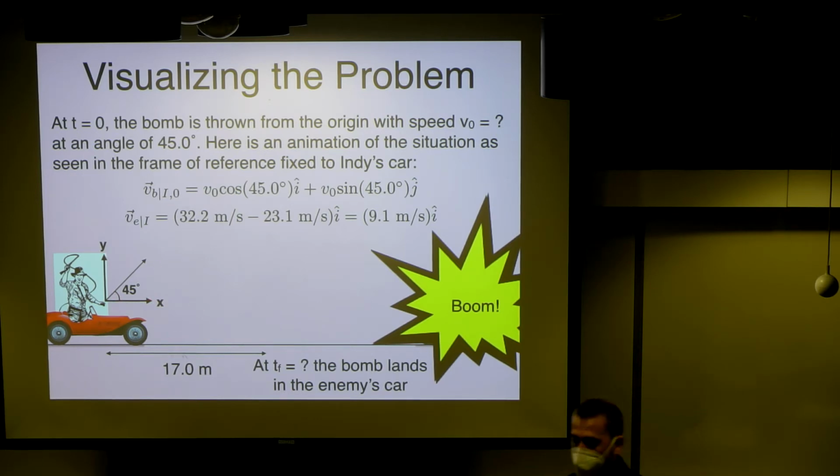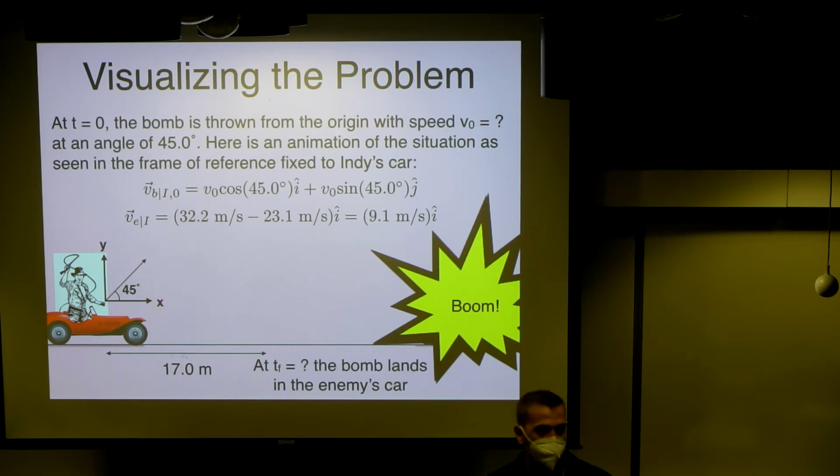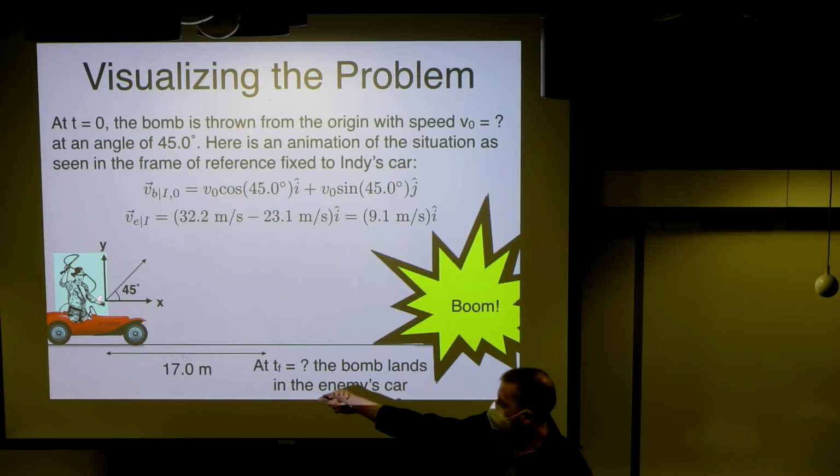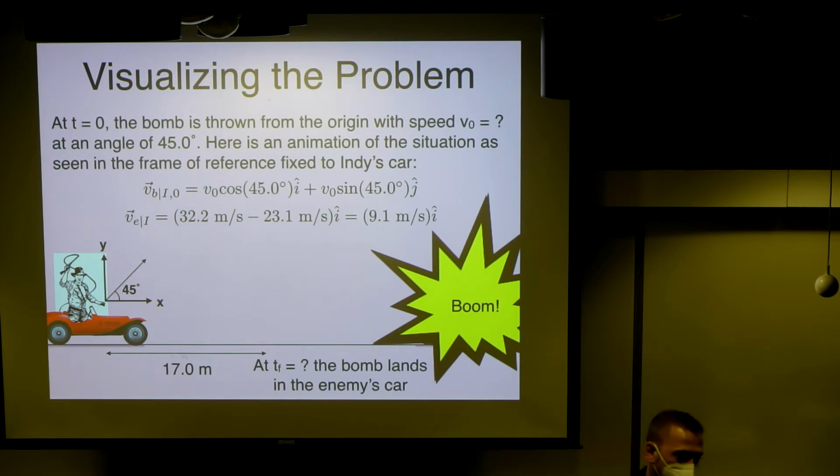We're told that the bomb is going to be thrown at an angle of 45 degrees relative to the horizontal. So if we show the initial velocity as a vector, it looks something like this, right? Where it's pointing at 45 degrees relative to the horizontal. So what I can do is take that and break it into components. I can write the x component for the bomb's initial velocity, and I can write the y component, okay?